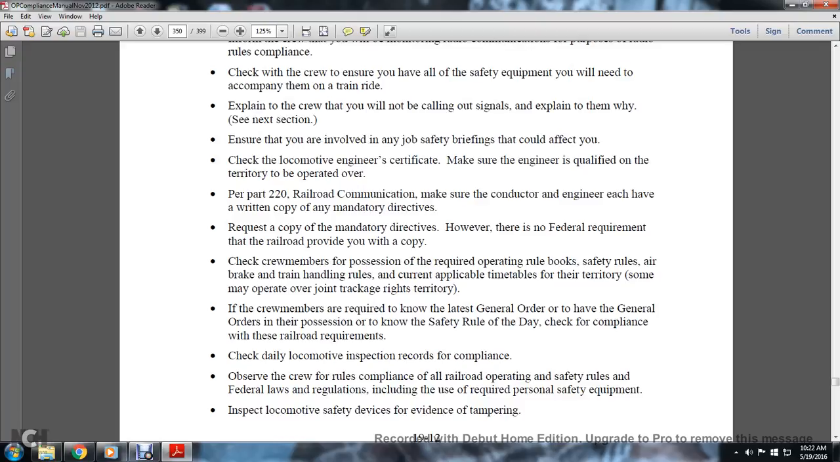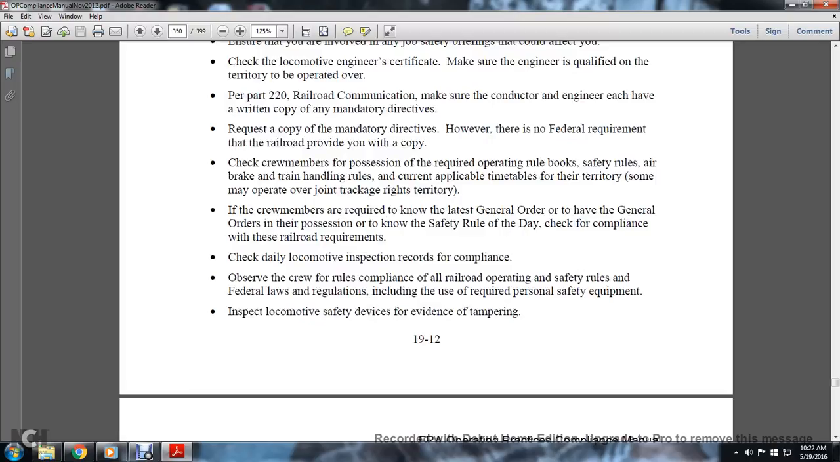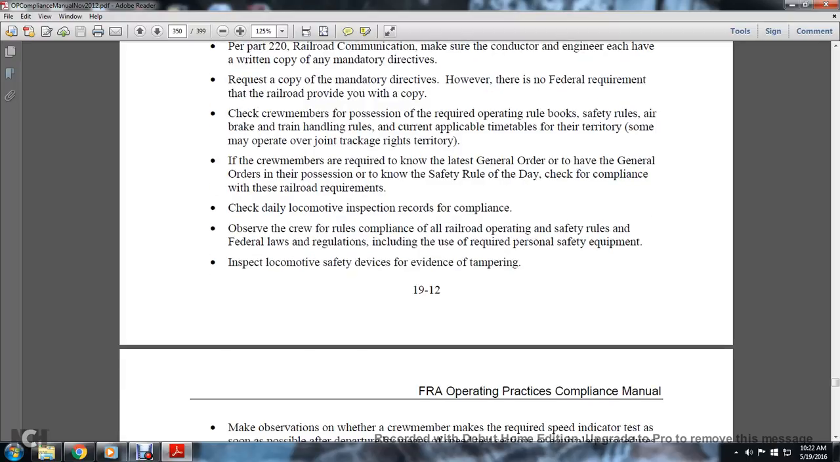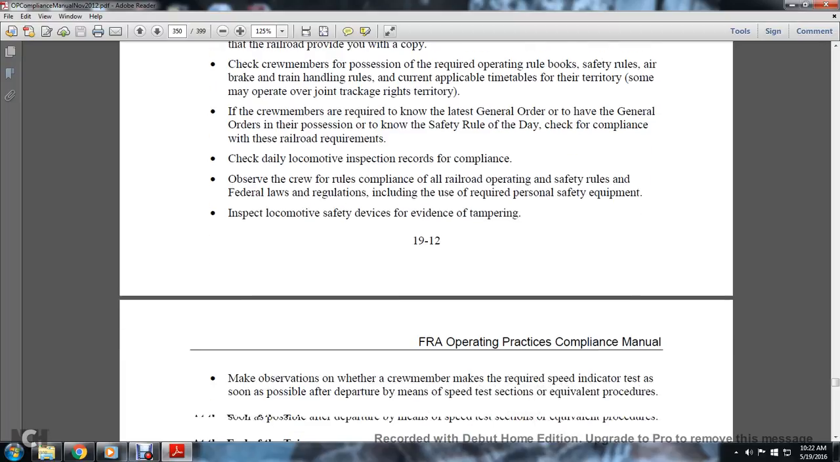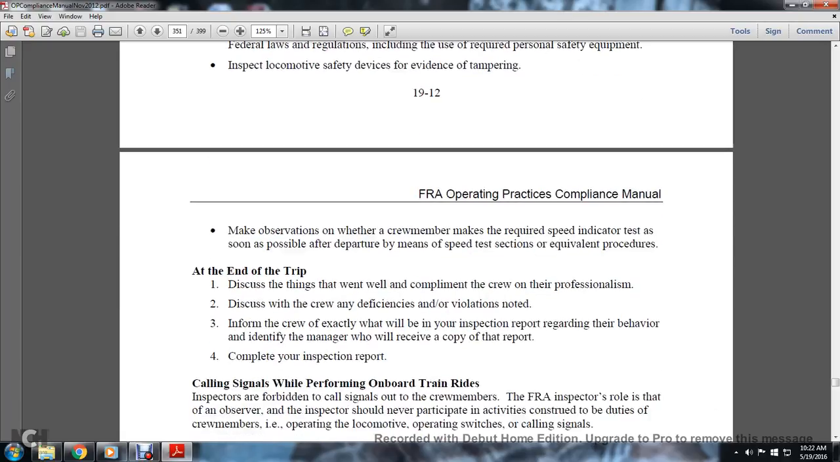Some of them may operate on joint trackage rights territory. If the crew member is required to know the latest general orders, to have the general orders in possession, known as the safety rule of the day, then check compliance with the railroad requirements. Check the daily locomotive records for compliance. Observe the crew's compliance with the railroad operating and safety rules and federal regulations, including the use of personal safety equipment, inspection, locomotive safety device evidence, and tampering.